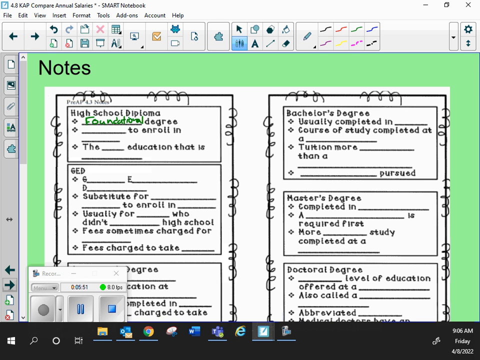Okay, it's guaranteed for all people. It is required to enroll in college. It's what you would call a prerequisite. And it is the only education that is always free. K through 12, those grades are always free.